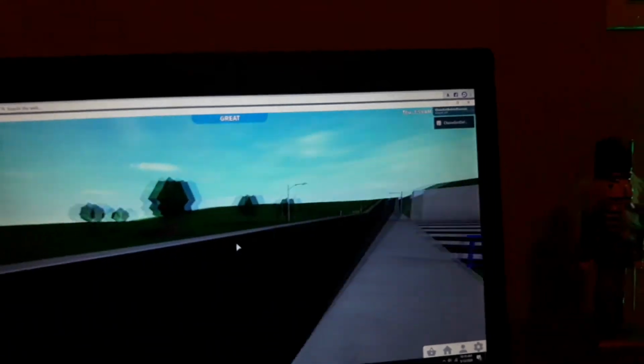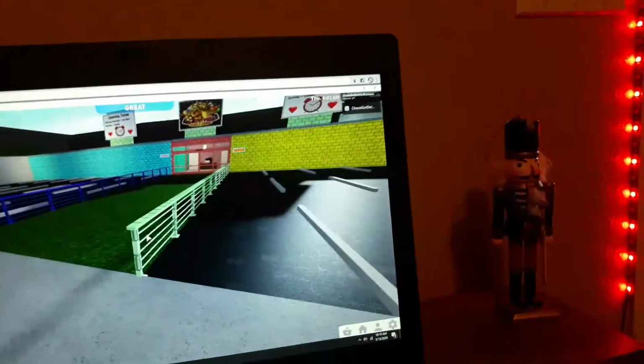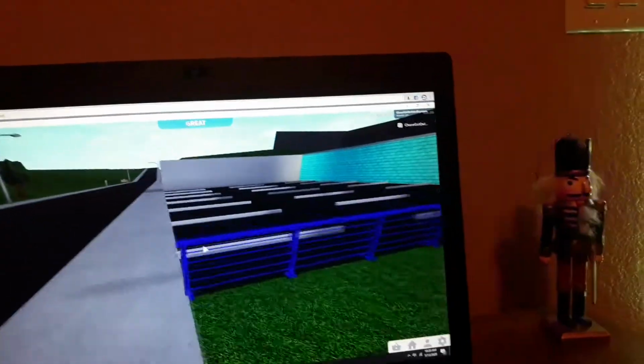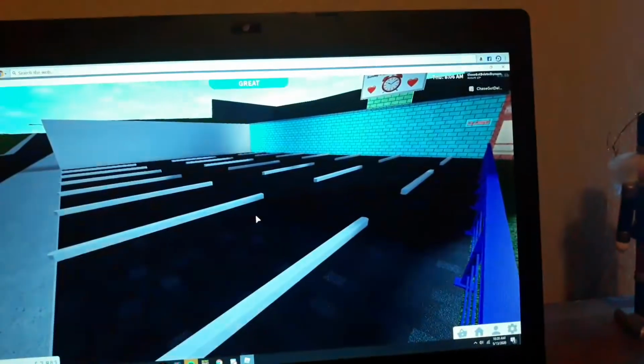Then we will be, oh yeah, here are the parking lots. I know they're massive. Then you have another massive parking lot.